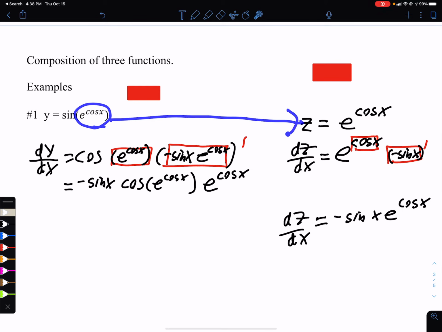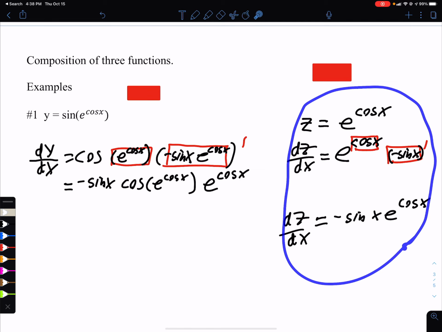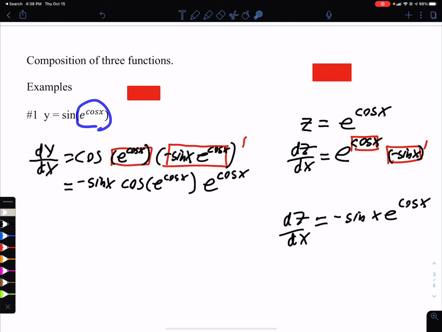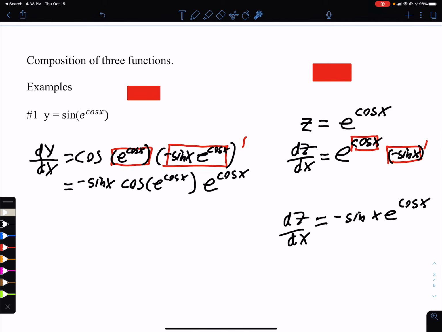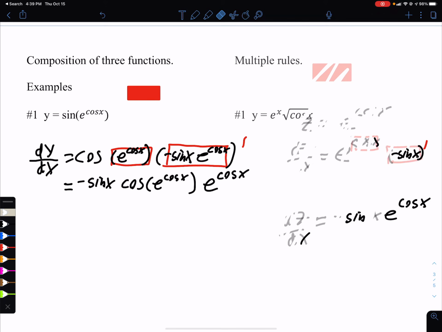So off to the side, to find that derivative, I do the chain rule again. So I do this as a single chain rule to find the derivative of box, but once I find the derivative of box, I just plug it back in to where the derivative of box was supposed to be. So that is my first example of a composition of 3 functions. So you will have some of those. Now what's next?